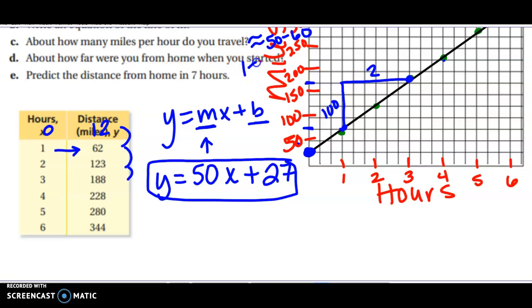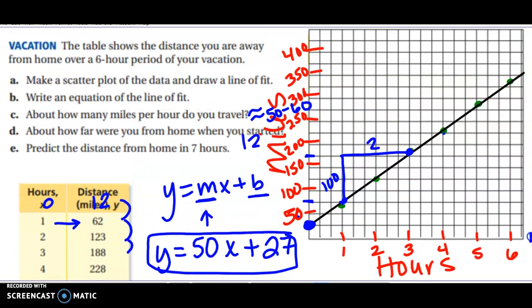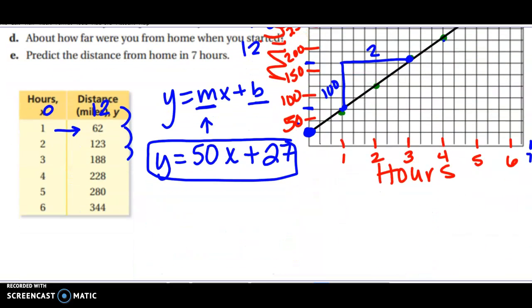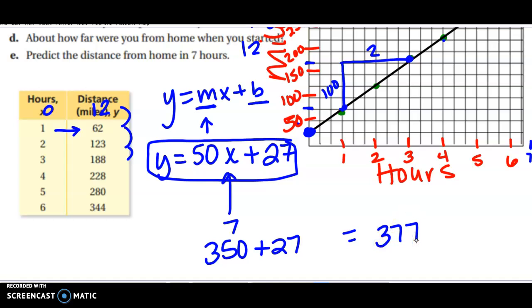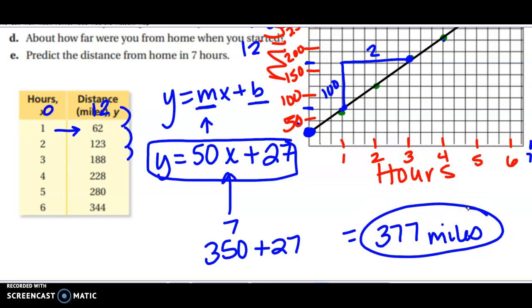Okay, so then it wants me to predict the distance in 7 hours. Well, I don't have 6 on there. I don't have 7. That would be way over here. I could fit it on the very end, or I could take 7 and plug it in for x. So I'm going to take 50 times 7, which is 350. And then I'm going to add 27 to it. And that gives me 377 miles. After 7 hours, I'm 377 miles away from home. That's a long ways away.